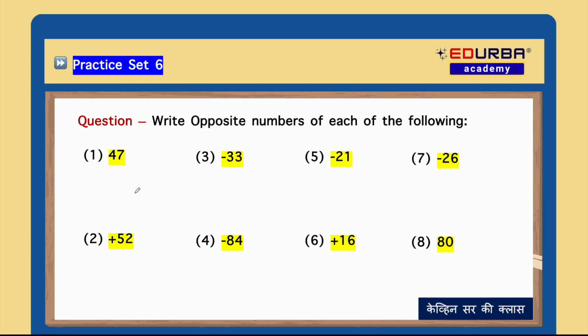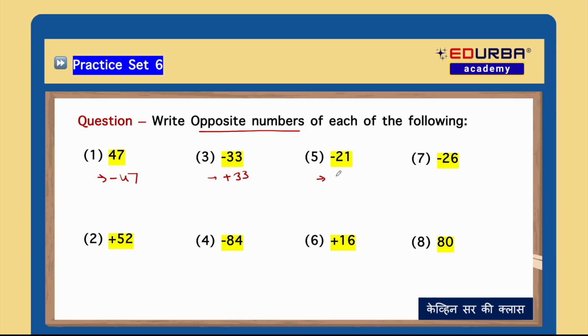Let's also solve practice set number 6. So here we have to write opposite numbers, which is very easy. So you know that opposite number means plus becomes minus and minus becomes plus. So here 47 means also plus 47. So the opposite of plus 47 is minus 47. Here minus 33 becomes plus 33.